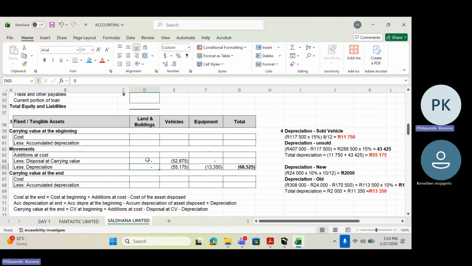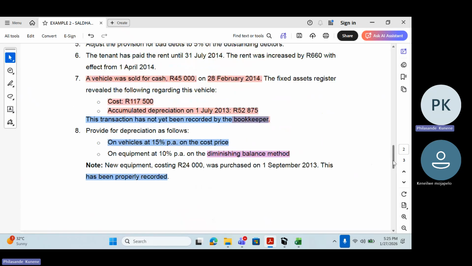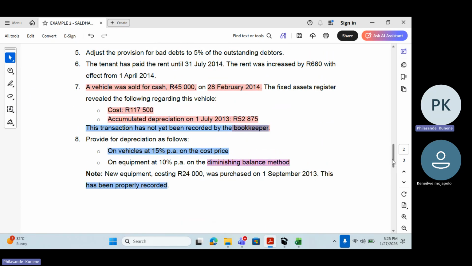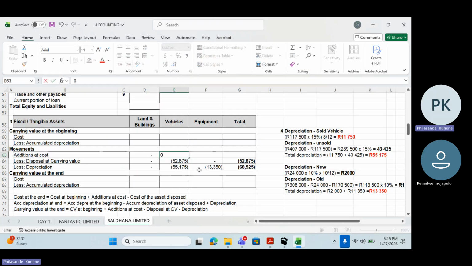Definitely there was nothing here. Then I can get a total of this again, which is going to be 52,875, right? Was there any additions on the buildings? There was no additions on the buildings, no? Yes. On the vehicles, did we buy anything? No. What did we buy here between vehicles and equipment? We only purchased an equipment, no? Yeah. So under vehicles, there will be nothing. So I'm going to say 0 here.